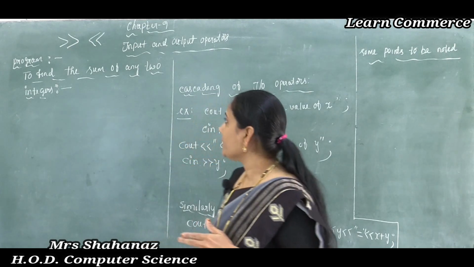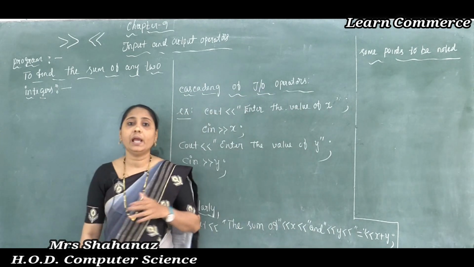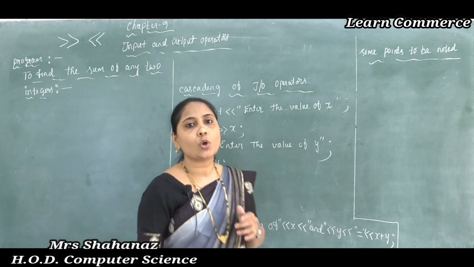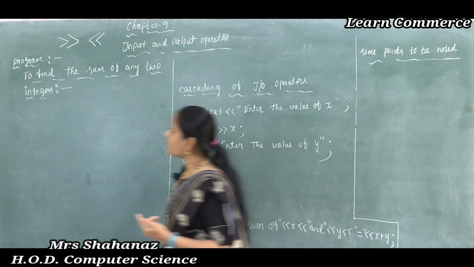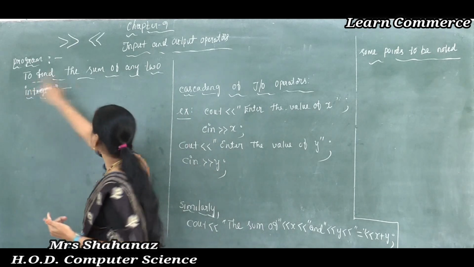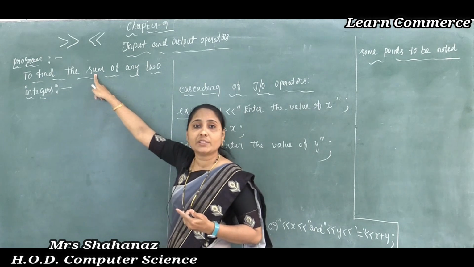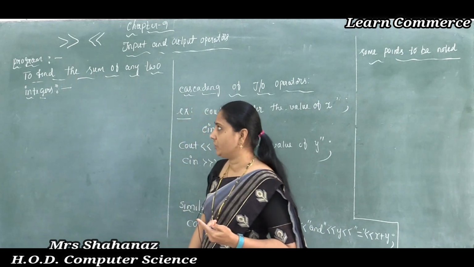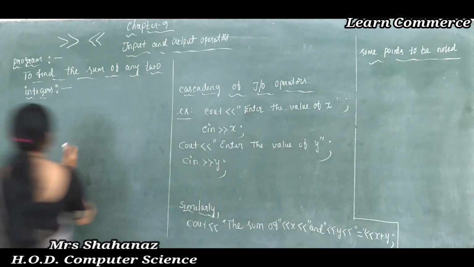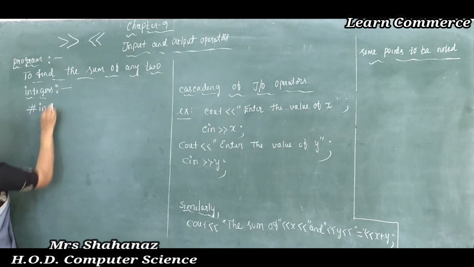Now in today's class we are going to complete one simple program using CIN and cout. The program is to find the sum of any two integers, sum spelled S-U-M. As we know, whatever the program is, it starts with hash include iostream.